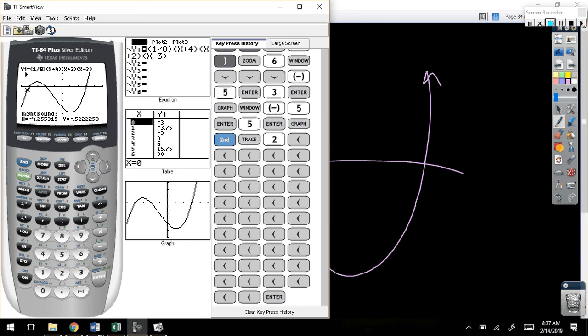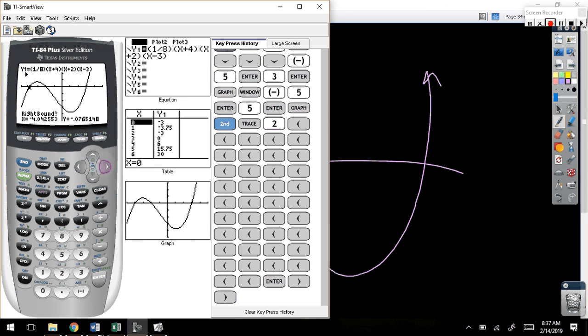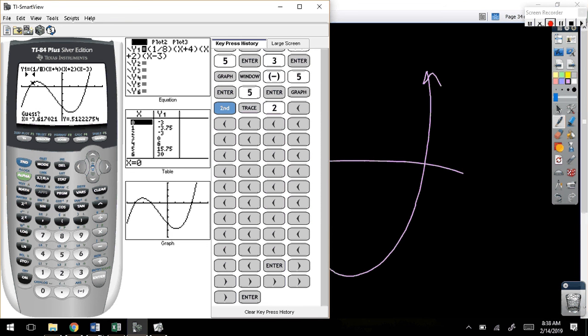Now it says right bound. What you're essentially doing is you're giving it a boundary and saying between these two values, find where it crosses the x-axis. Right bound, so go to the right of it and hit enter. Do you see these 2 arrows that are here? What it's saying is between these 2 x values, find one place between those 2 arrows where it crosses the x-axis. And it gives me that 0.